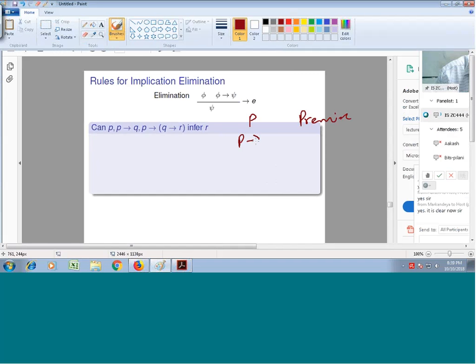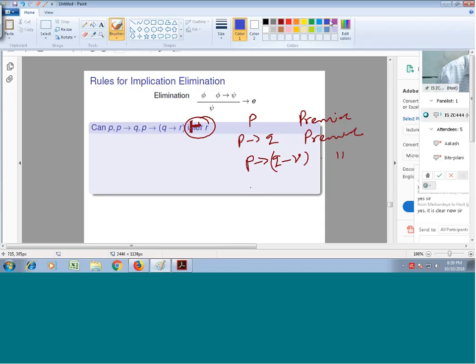P implies Q is given. This is also premise. Then P implies Q implies R is another statement. Okay. You have to infer R. This thing is also premise. Now you have to infer R. So can you infer R? Let us see.